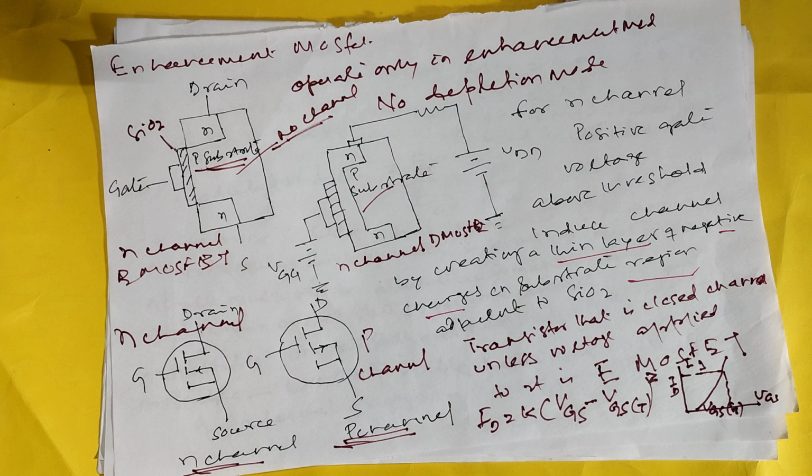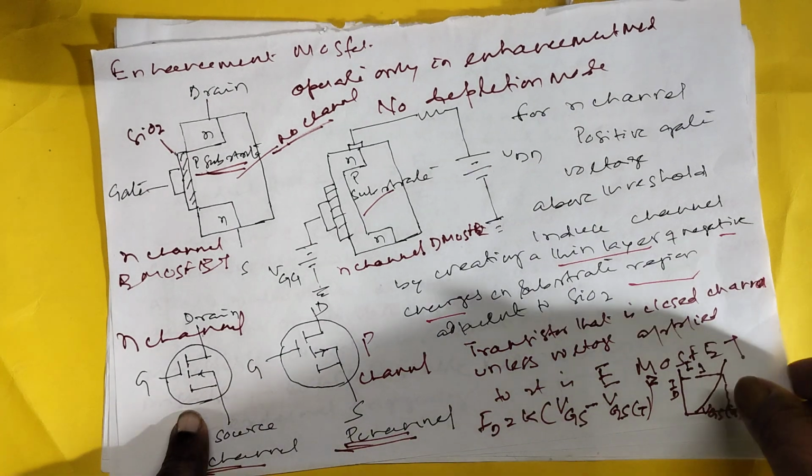The transistor that has a closed channel unless a voltage is applied is called the E MOSFET. The formula is ID equals K times (VGS minus VT) squared, where T means threshold, after which the conduction current is proportional to that square.